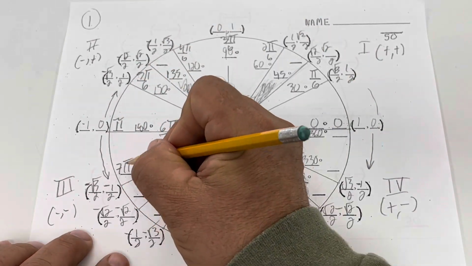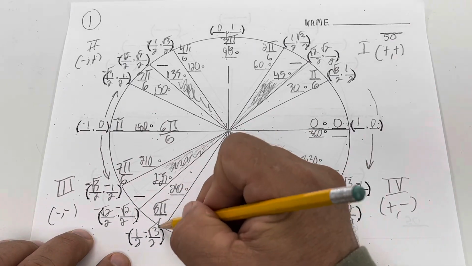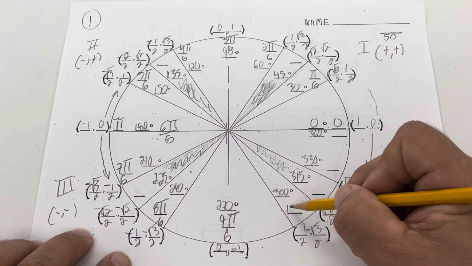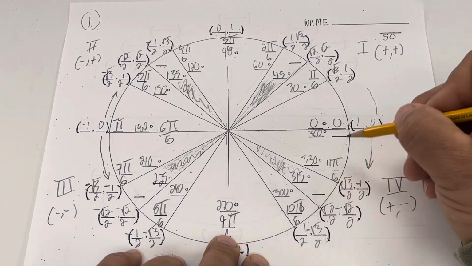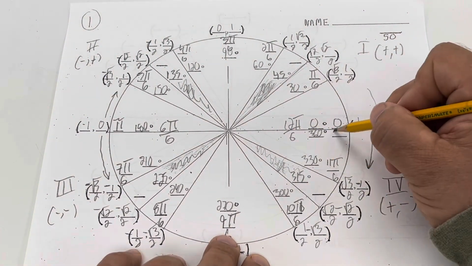7 pi over 6. Skip the shaded region, 8 pi over 6. 9 pi over 6. 10 pi over 6. Skip the shaded region, 11 pi over 6. 12 pi over 6 will simplify to just 2 pi.